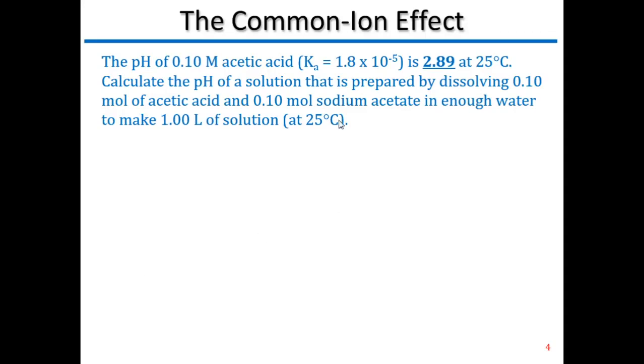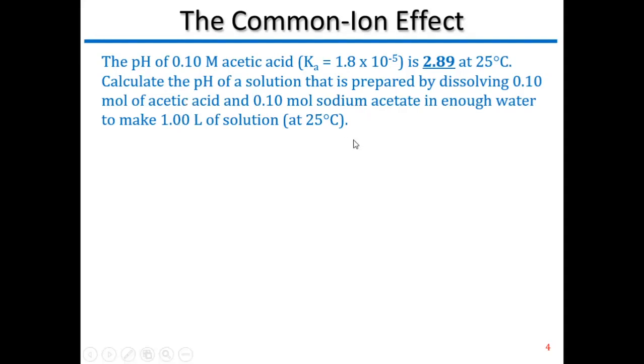In this problem, they're telling us the pH of a 0.1 molar acetic acid solution is 2.89. This means that all we've done is take acetic acid and dissolve it into water. They give us a temperature just to let us know that this Ka corresponds to room temperature. What they want us to do is say, what if instead I add the same amount of acetic acid, but I also add this amount of sodium acetate? Then they give us a volume here so that we can convert everything to molarity.